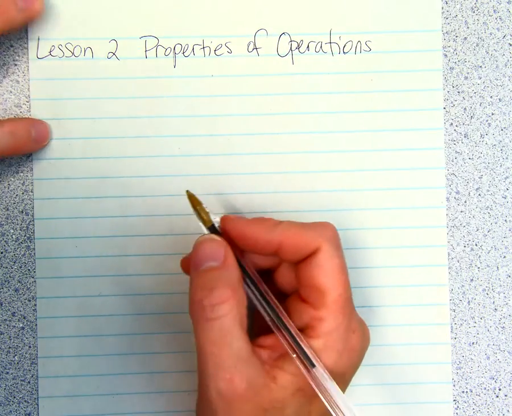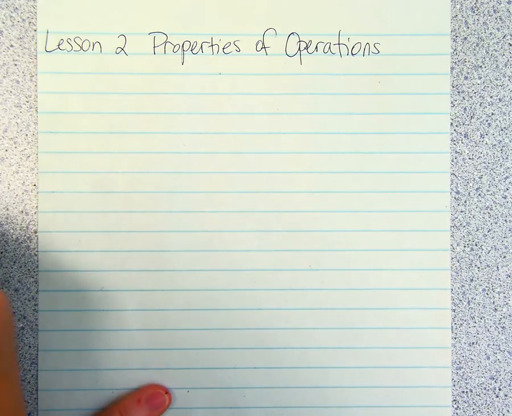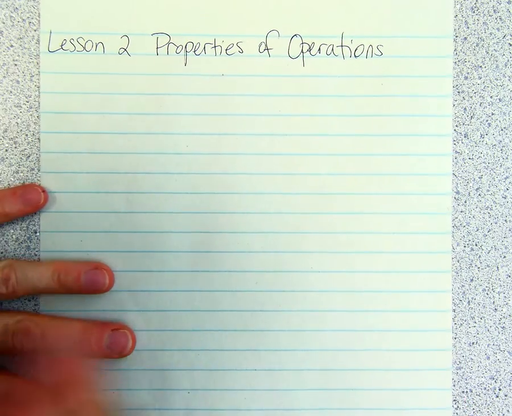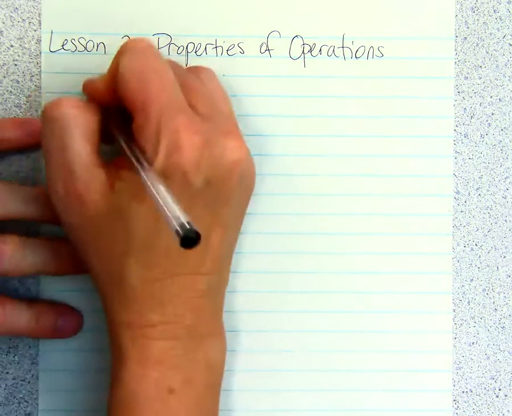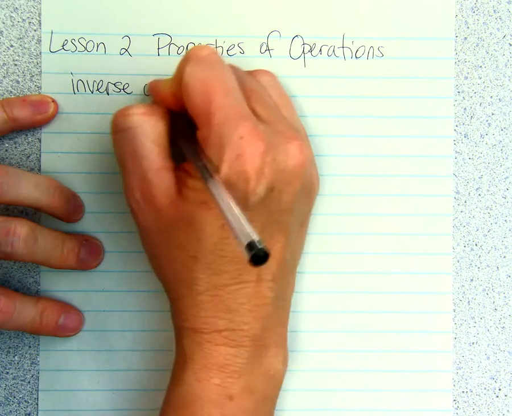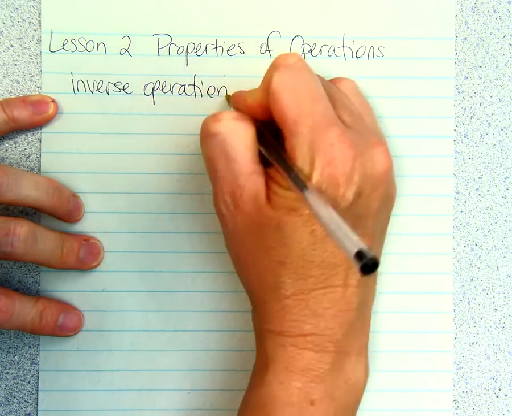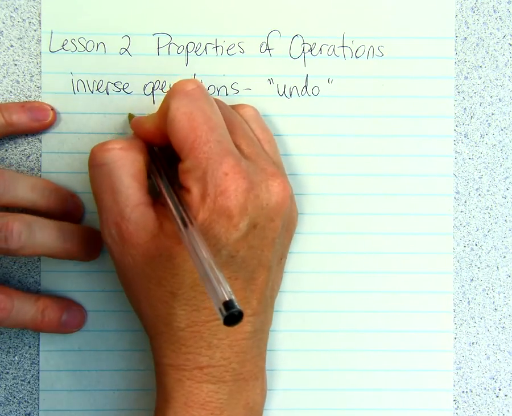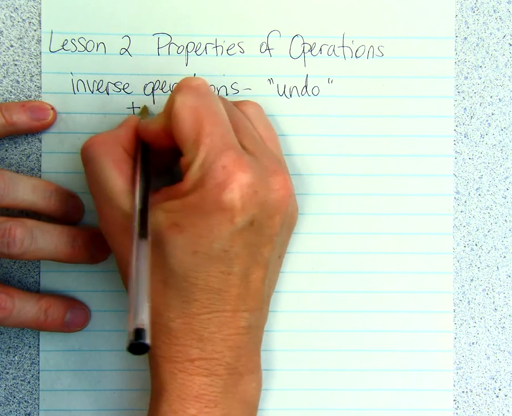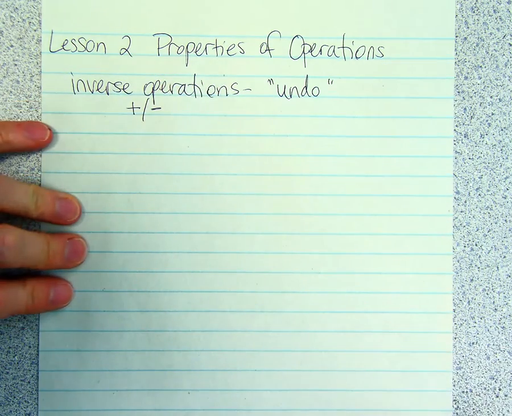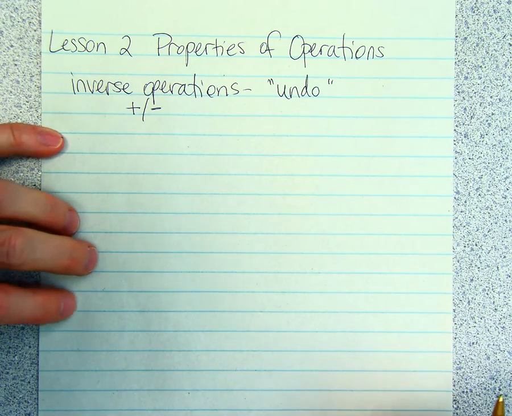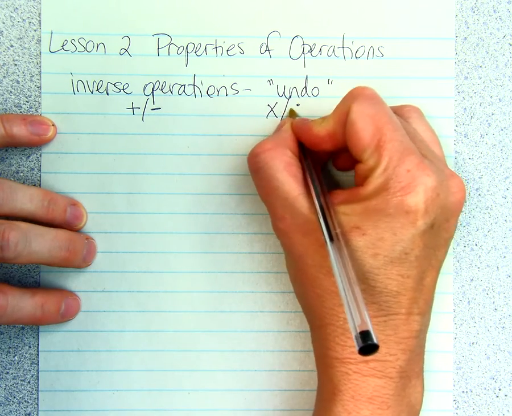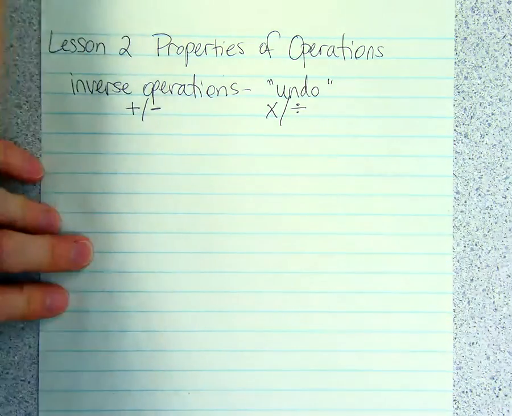So if you remember in Lesson 1, we talked about the 4 operations: adding, subtracting, multiplying, and dividing. If we want to undo an operation, that's called inverse operations. That just means undo. So the inverse operations, we have adding and subtracting. If we add 2 numbers together, and we want to get back to the first number, we subtract the answer and the second number. Inverse operations for multiply is divide. Inverse of divide is multiply.